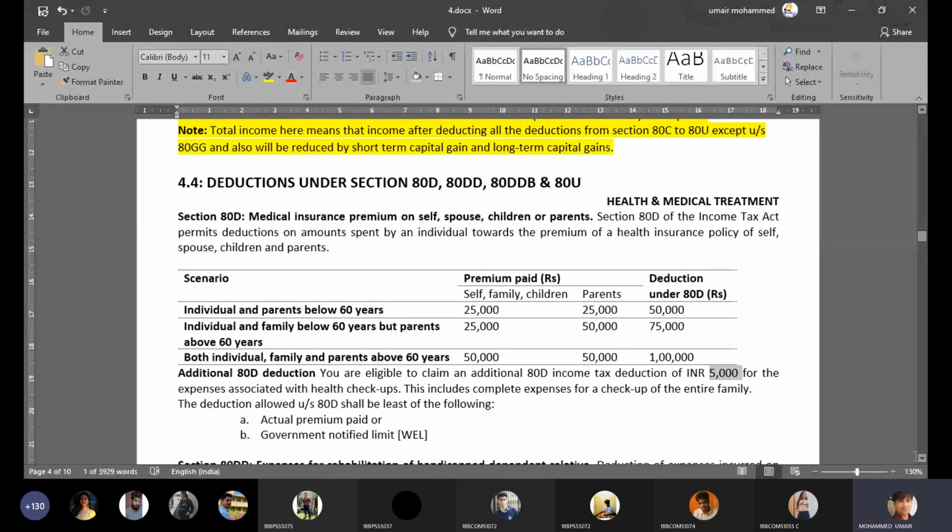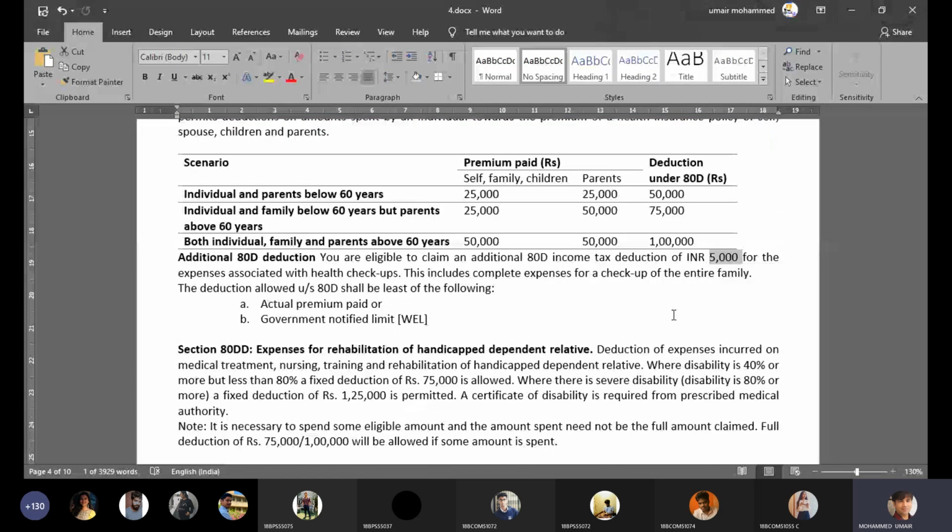Now next, move on to 80DD. Now, to make things simple, this entire section I can summarize using this section itself. DD represents what? DD means what? DD does not have any expansion, but to make it easy for you to understand, I have given the expansion, and this expansion explains what this section is all about. DD stands for disabled dependent.